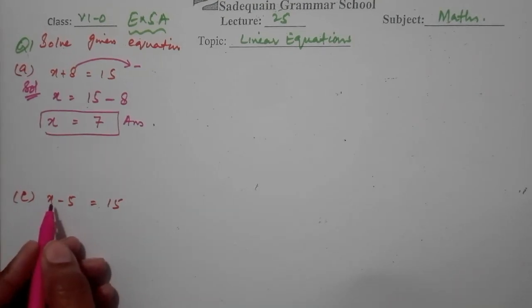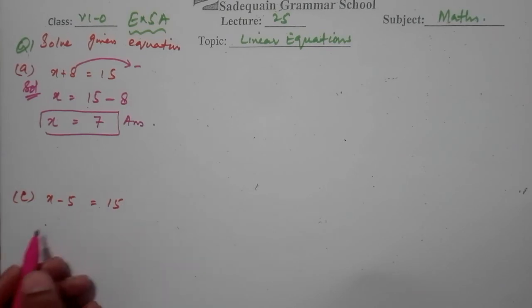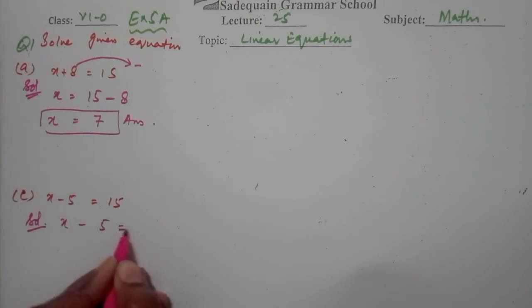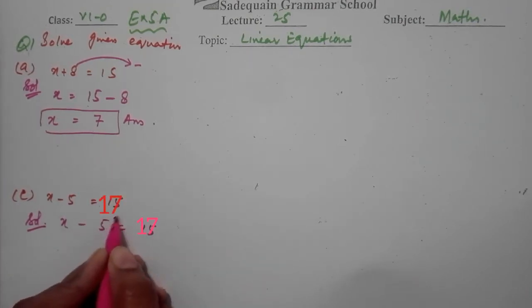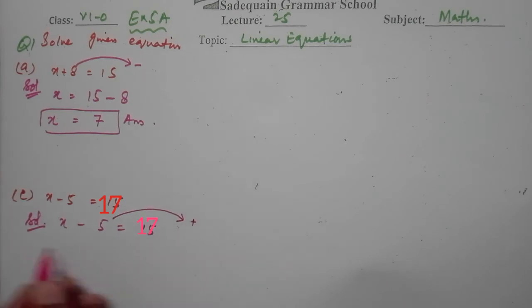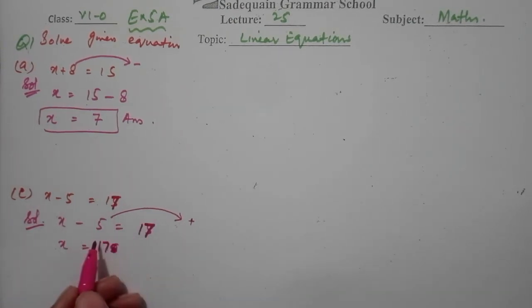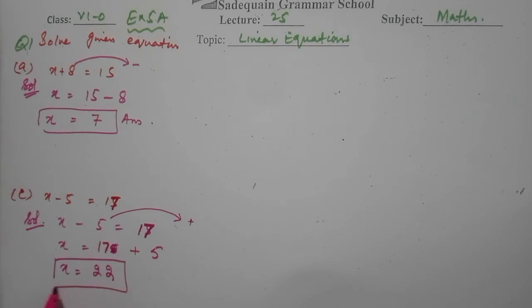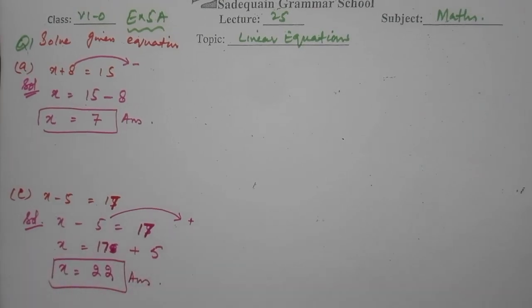Now let's take the part C here. Again we have given x minus 5 is equal to 15. Now which are the like terms? Yes, here the two constants are the like terms, minus 5 and 15. Okay? So when we take it on the other side, it will become plus. Now when we shift 5 on the other side, it will become plus. Now here x is equal to 17 plus 5. So it will become what? 17 plus 5, it will be 22. So that will be the answer and that will be the solution value for this question.